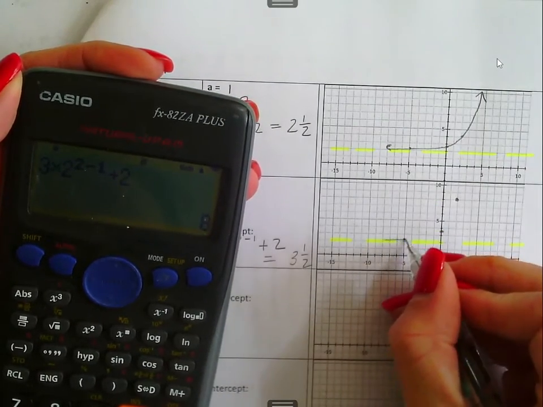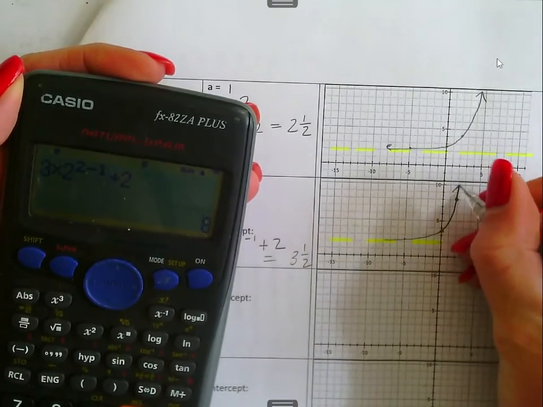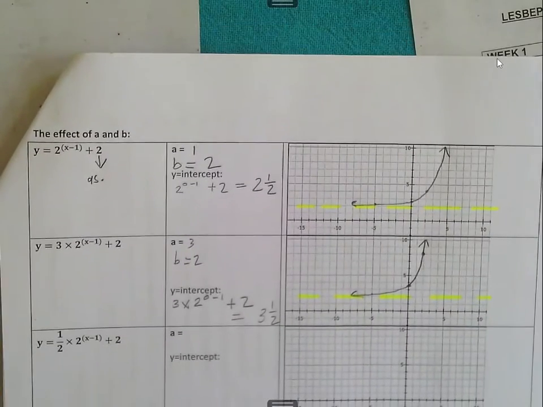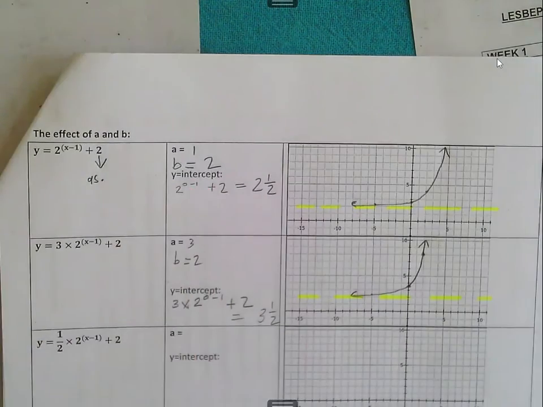So I draw this graph. Do you see it's steeper? It's steeper than the previous one. And that's because of the A value. Because here I have an A value of 3, here I have an A value of 1. Do you understand? It's not difficult, no?